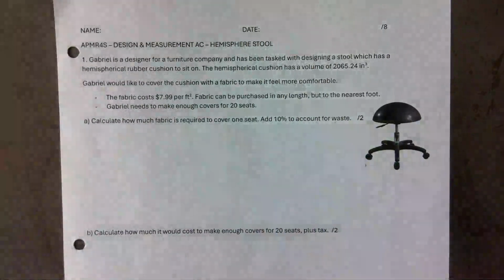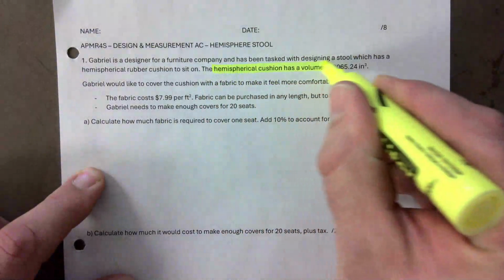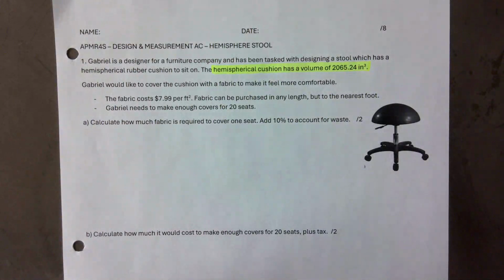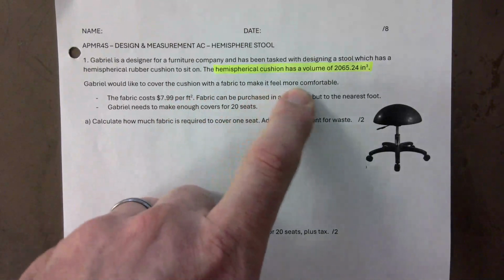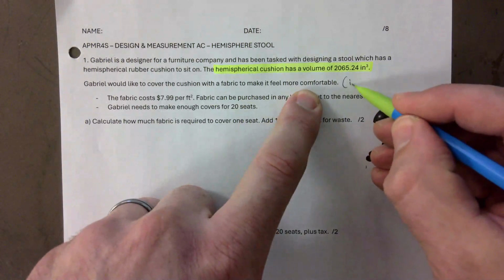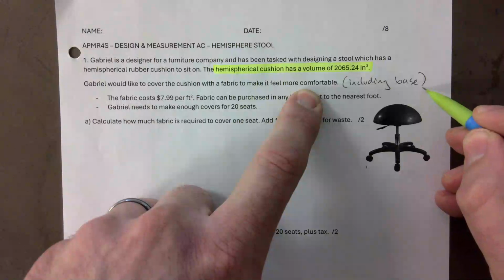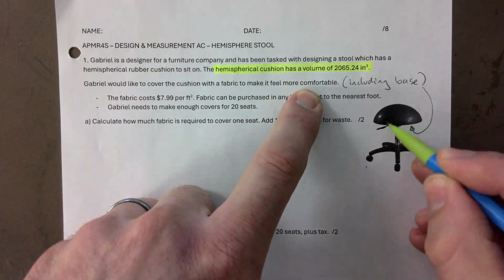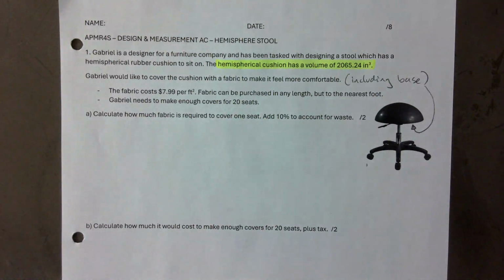So we are a furniture company, and we know that this hemisphere has a volume of that. That's very important. So Gabriel would like to cover the cushion with fabric to make it feel more comfortable. And by that I meant including the base, the circle that would normally be at the bottom of that hemisphere. If you missed that, that's fine. I feel like I should have been more upfront with you on that. So we won't take marks off today, but we'll make a note of that.